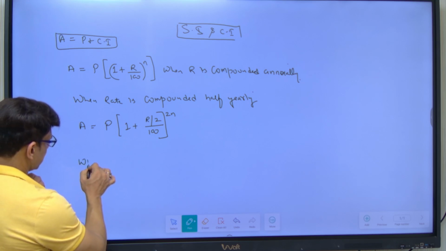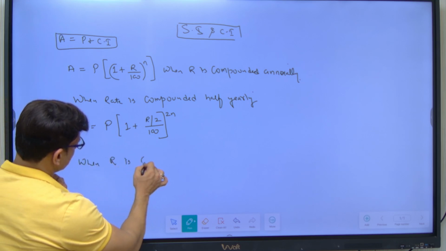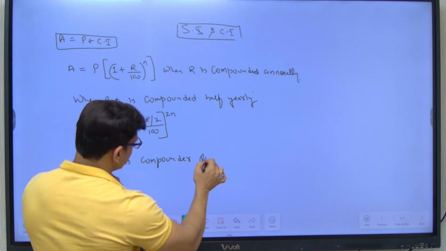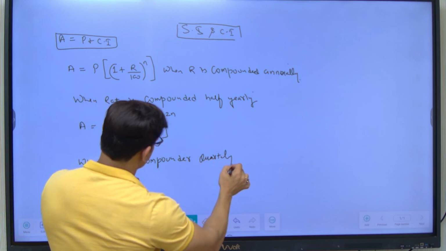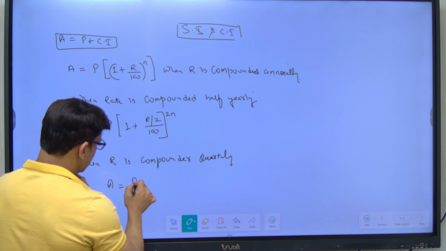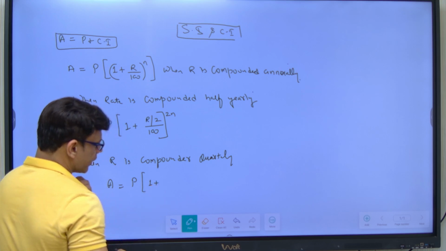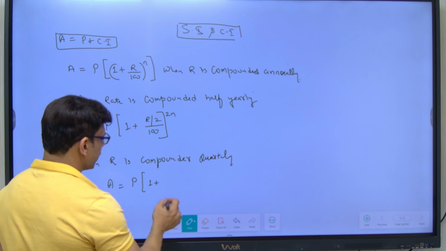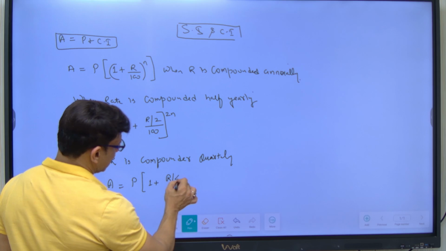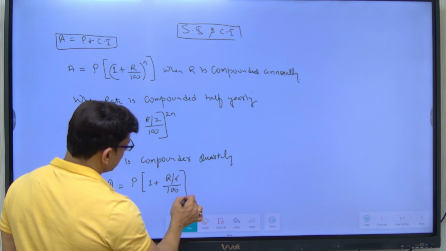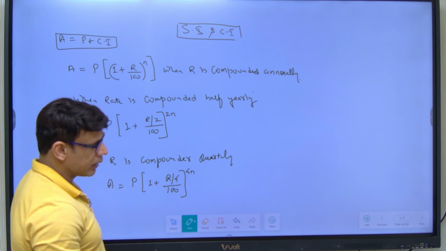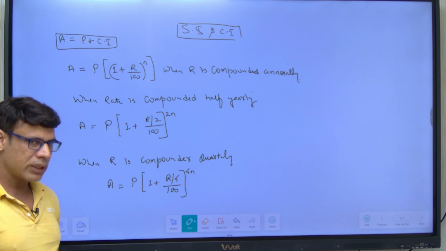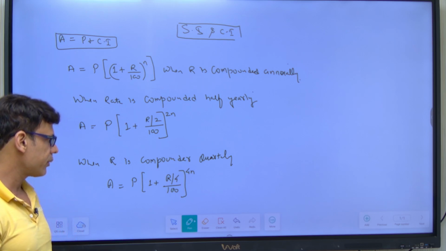Right? Rate becomes half and time period becomes double. Similarly, when R is compounded quarterly, then your amount will be P into (1 plus R by 4 into 100) raised to the power 4n. Compounded quarterly means every 3 months you have to give interest or take interest, depending on whether you're borrowing money or giving money. Rate becomes one-fourth, and the time period becomes 4 times the given time, because every 3 months you are paying interest or taking interest from someone.